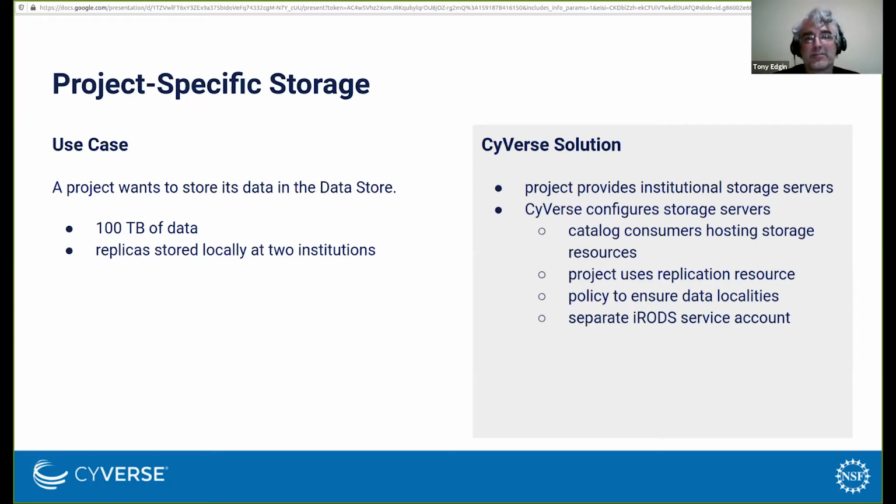So the solution is they provide their own storage and servers, and once they've got them set up and into their infrastructure, we configure the storage, we configure them with iRODS and set them up to work in our zone. In this case, we would set up a replication resource that would have 2 children, both storage resources, one on each of the servers.